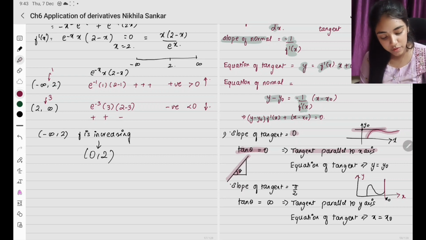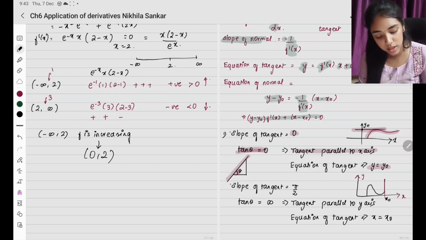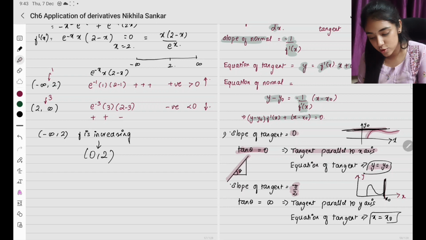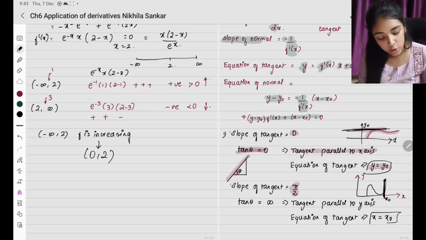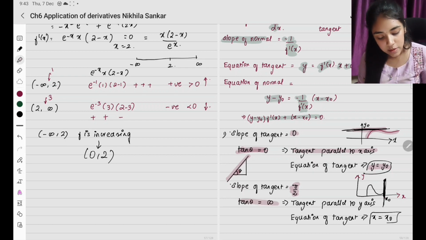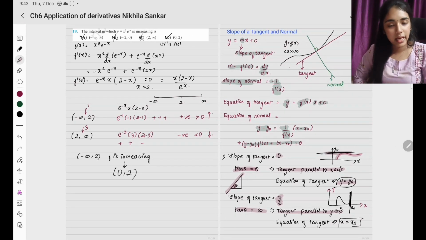So the equation of tangent is going to be y equals y naught. Okay, if the line is parallel to the x-axis, it means that y equals y naught. If the line is parallel to the y-axis, x equals x naught. In which case will that come? When the slope of the tangent is pi by 2, it is going to be perpendicular to the x-axis. Now this line you see, it is going to be perpendicular to the x-axis. So tan theta is infinity, which means the tangent is parallel to the y-axis. So the equation of the tangent becomes x equals x naught.